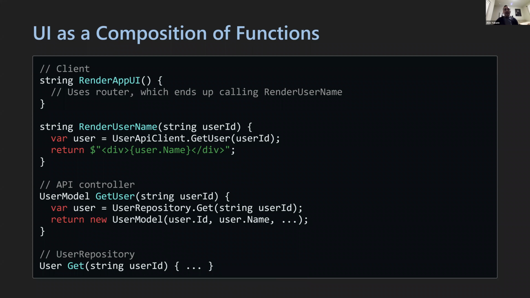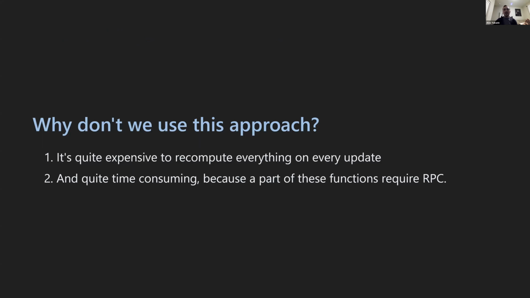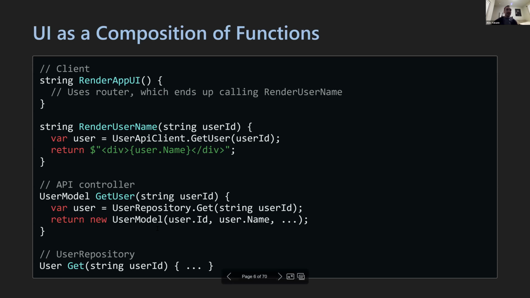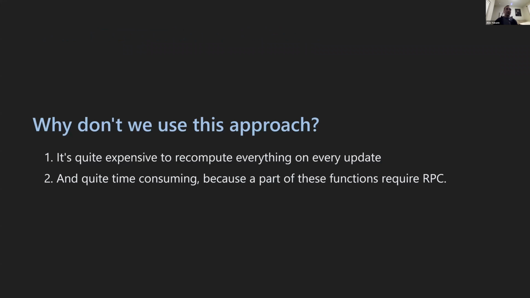So, and this endpoint may get the user data from some repository, and so on. So why don't we build apps like this? And the answer is actually very simple. Well, it's quite expensive to recompute everything on every attempt to display whatever we build, right? And moreover, it's time consuming because, for example, here, this is an RPC call, and it's just unfeasible to run lots of such calls per every render. So we kind of do it differently.